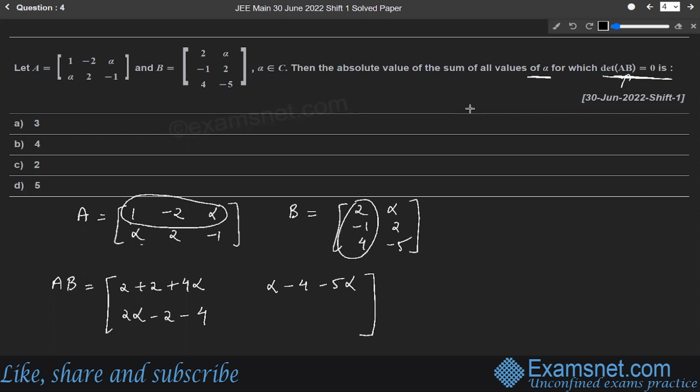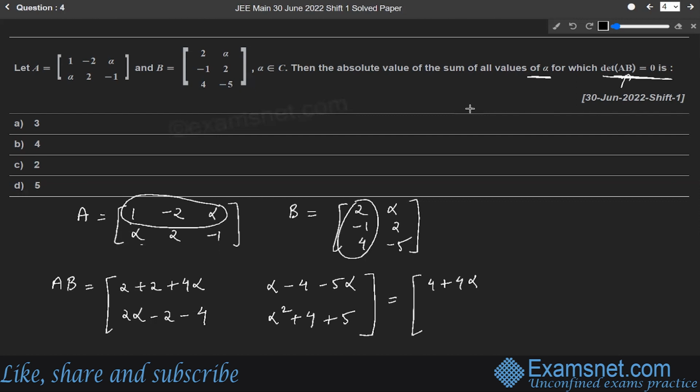All right. And at last we have to multiply second row with second column. So it will be alpha into alpha is alpha square plus 2 into 2 is 4. Then minus 1 into minus 5 is plus 5. So it will be equal to 2 plus 2 is 4, 4 plus 4 alpha, alpha minus 5 alpha is minus 4 alpha.